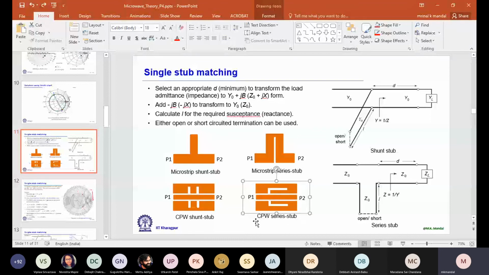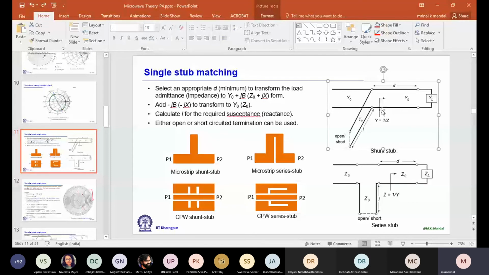Now for this second example, it is a 2-port problem. So it looks like a series stub, represented by a 2-port network. Anyway, now let us go back to the basic matching problem.